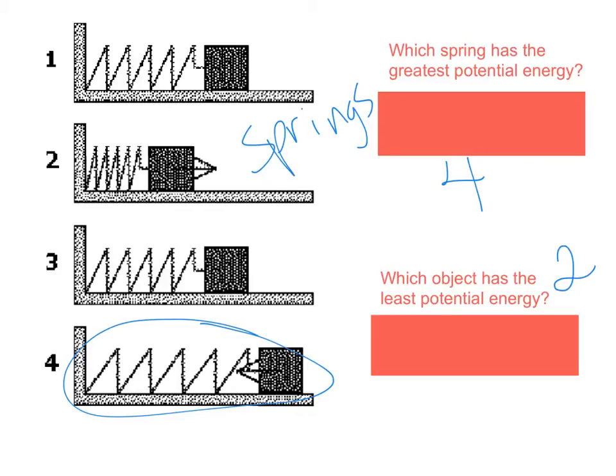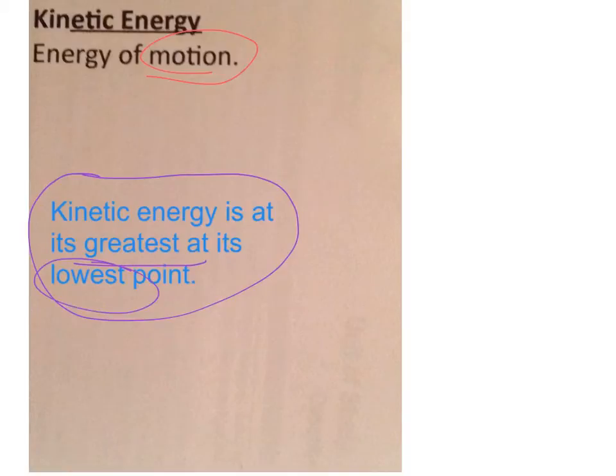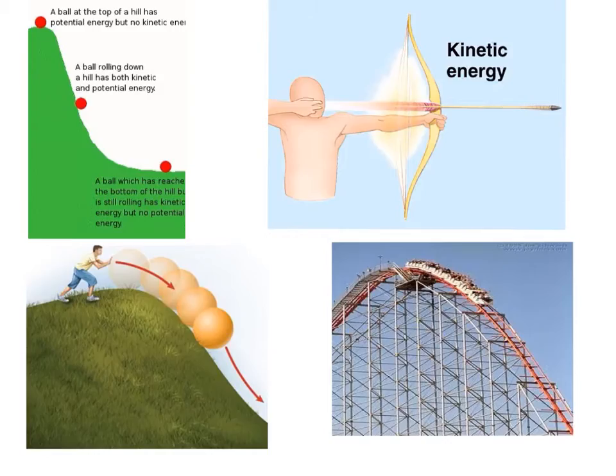Alright, let's move on to the next vocabulary word. Kinetic energy. Kinetic energy is the energy of motion. That is very, very important. Now please make sure you write down this that I'm circling right here. Kinetic energy is at its greatest point at its lowest. So just the way potential was the greatest at the highest point, kinetic energy is the opposite. It has the most kinetic energy at its lowest point. So let's look at some examples next on the next slide.